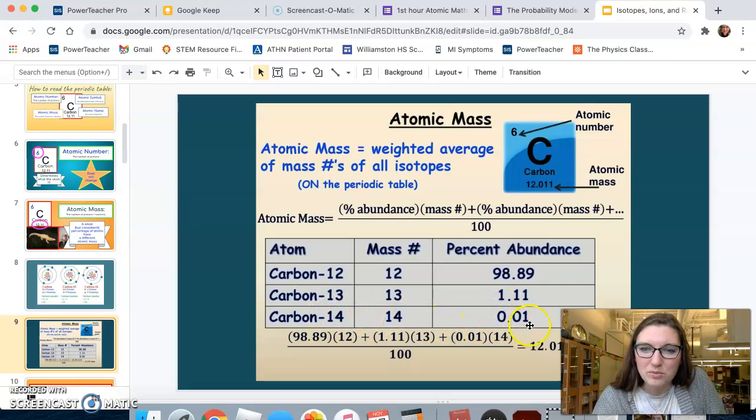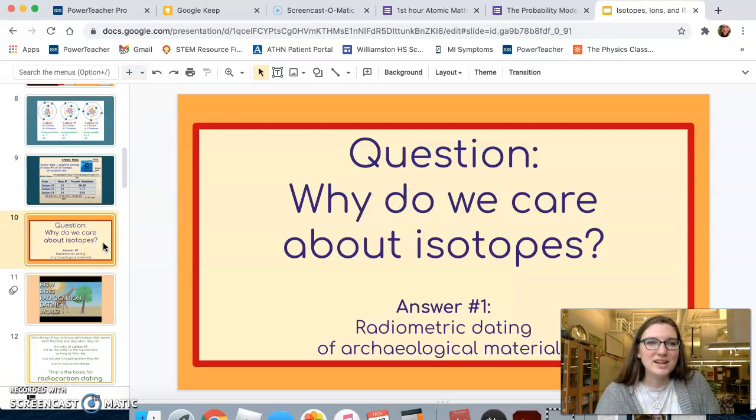About 0.100% of all carbon, and there's a lot of carbon in the world, lots of things are made out of carbon, is carbon-14. So the big question is, why do we care about isotopes? Why does it matter how many neutrons a carbon atom has? Well, the answer number 1 is that we can use it to do radiometric dating of archaeological materials.